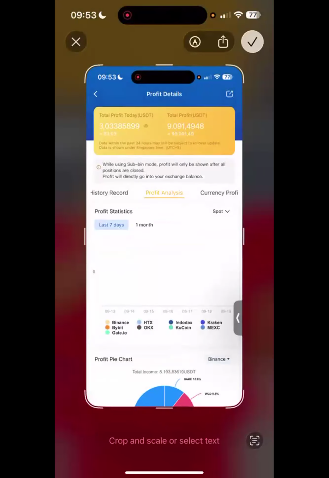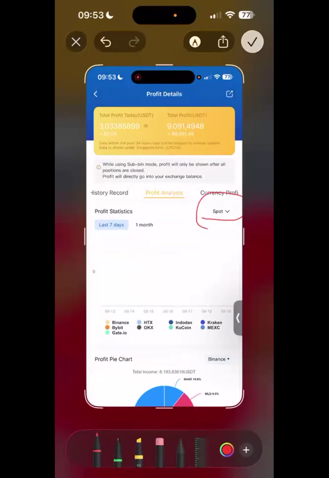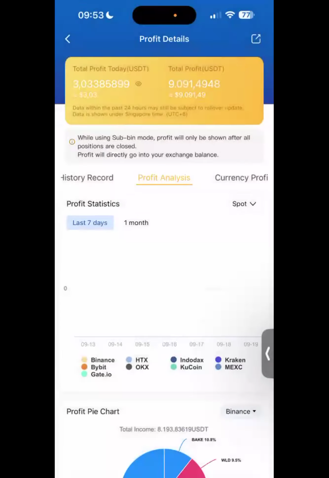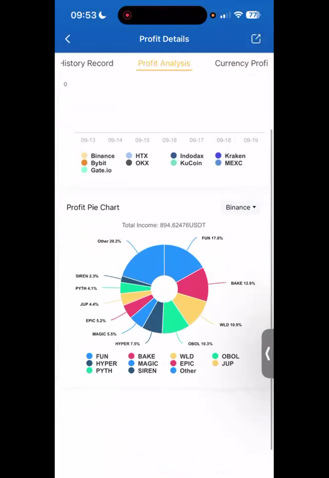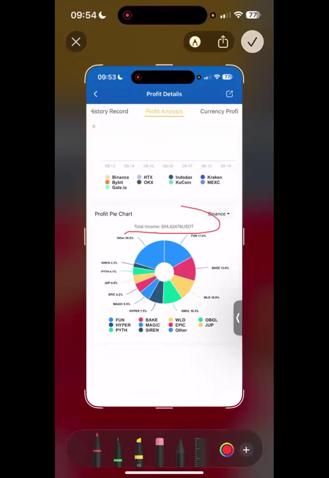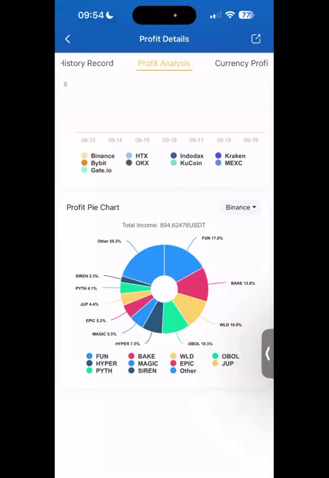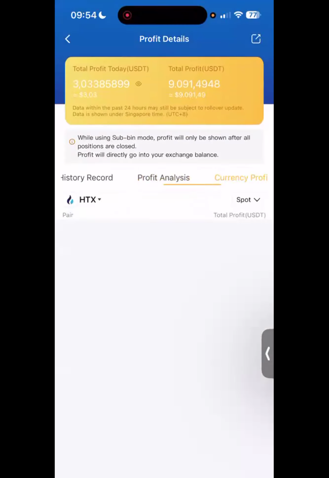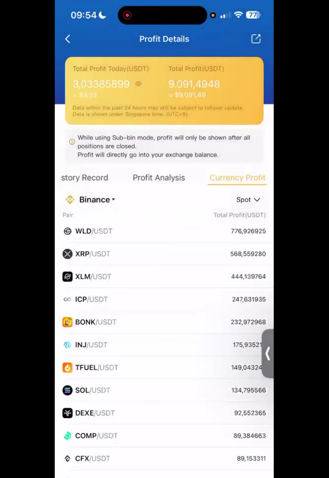Let's say you are not using spot, you are trading on the futures. How do you get the record? You need to tap on futures to be able to get the pie chart record of futures. Okay, so you can see the total income that has been made from the futures trading. So this is how you'll be able to see the breakdown. Now let's move to currency profit. Oh, sorry, I was on HTX. Let me change to Binance.